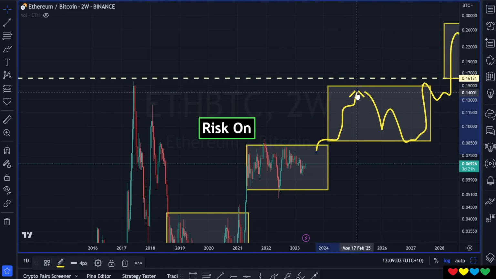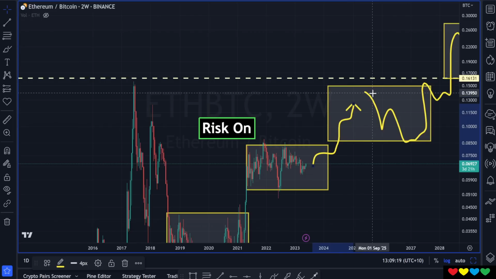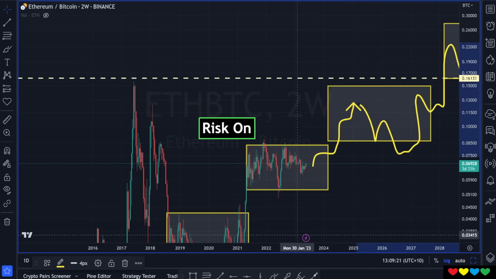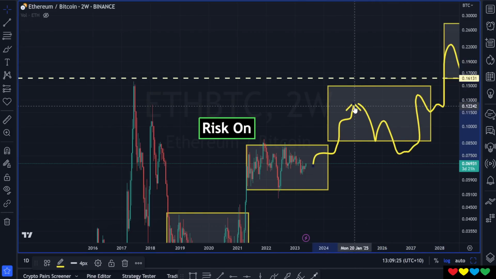Okay, but this one would be the ultimate gargantuan trap, because here it's possible as well. What if Bitcoin is $65,000 and Ethereum ETH-BTC hits 0.125, which is about here, exactly the tip of this arrow? What if that happens? I've just done the number for you. Ethereum hits about 8,000, right? So maybe Ethereum pushes 8, 9,000 and it can't hit 10 and it comes down.